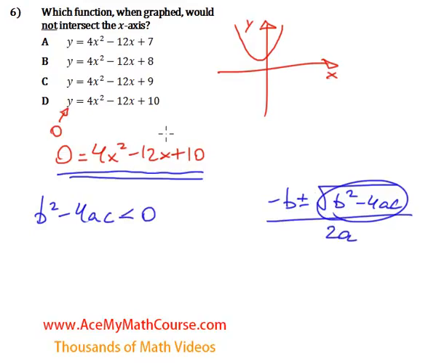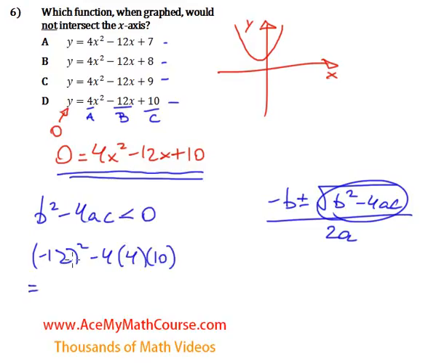So we just need to determine which one of these would have a discriminant that is negative. Let's start with D here. I have a feeling that that will be the answer. So let's plug A, B, and C in for the discriminant. A is 4, B is negative 12, and C is 10. So negative 12 squared minus 4 times A times C.